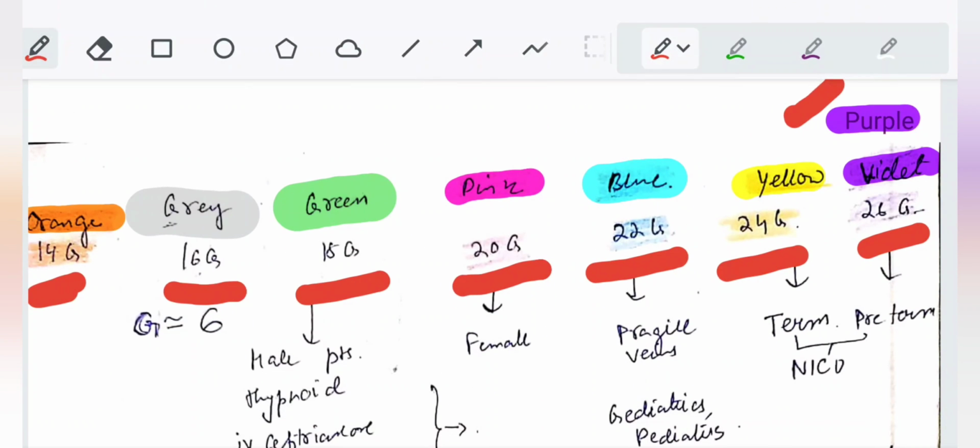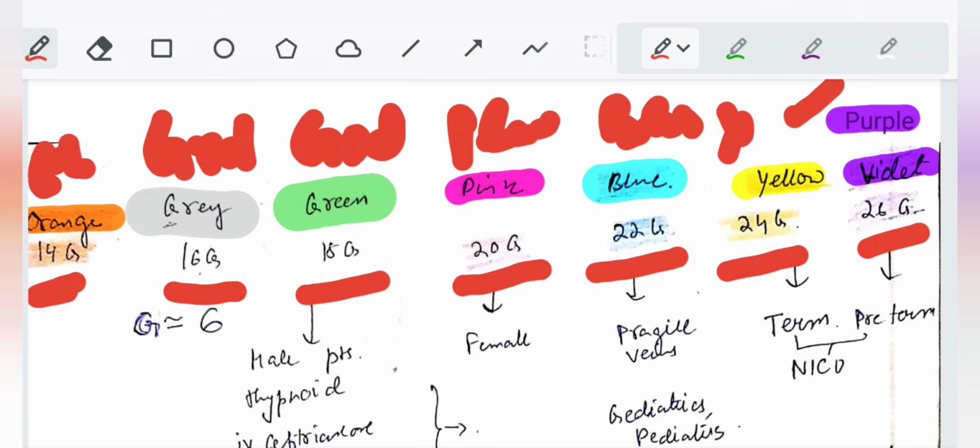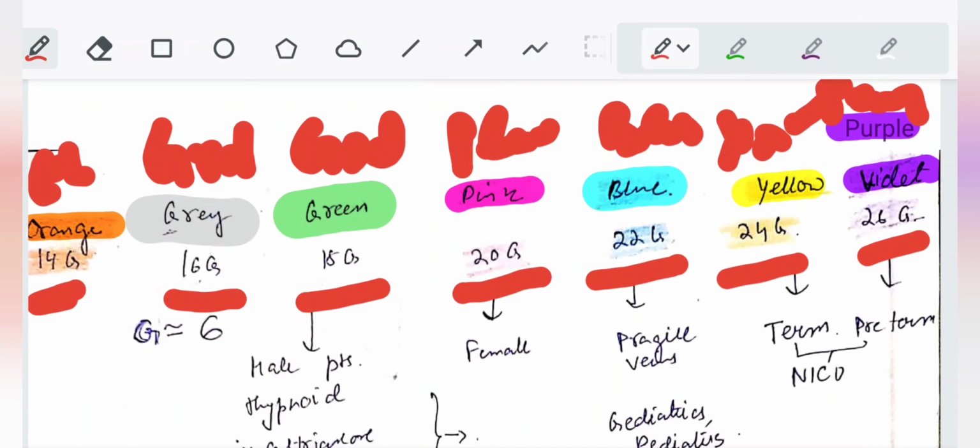Here it was orange, that is, O great God, please bless your people. So orange is for 14. We start from 14 then go to 26. So every step goes by 2: 14, 16, 18, 20, 22, 24, 26.